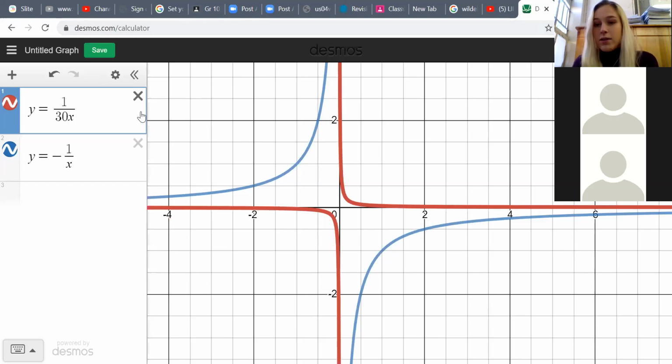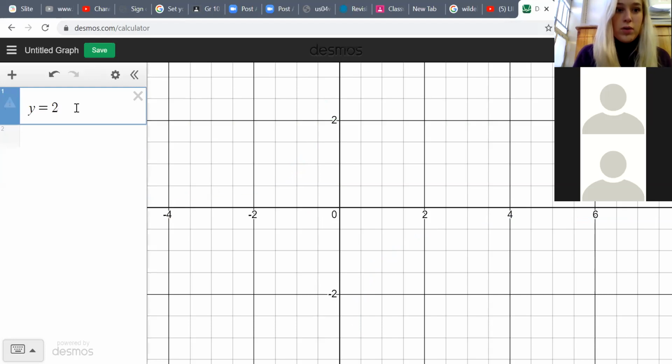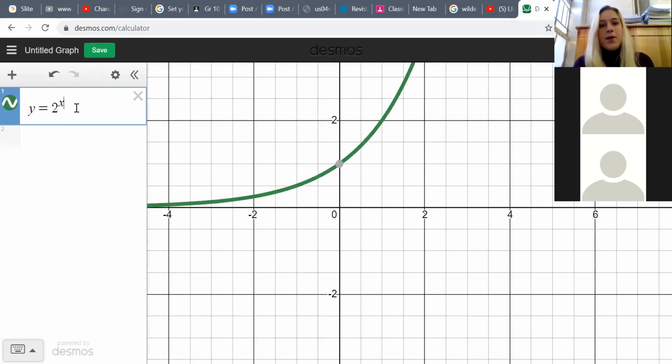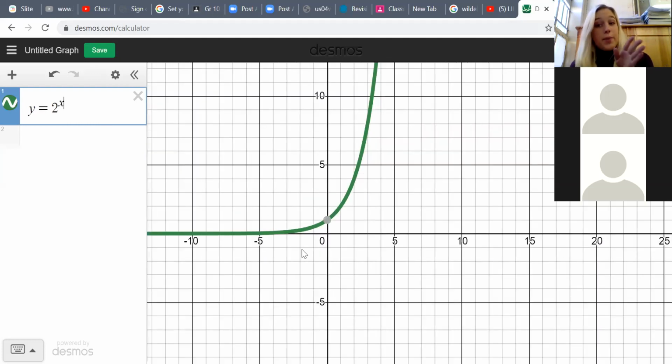Okay, and then the last graph type I wanted to do was my exponential. So let's do y is equal to 2 to the x. Okay, so here we have an exponential graph. What do we remember should be our y-intercept? It should be 1, remember? Let's have a look. 0, 1, it is.